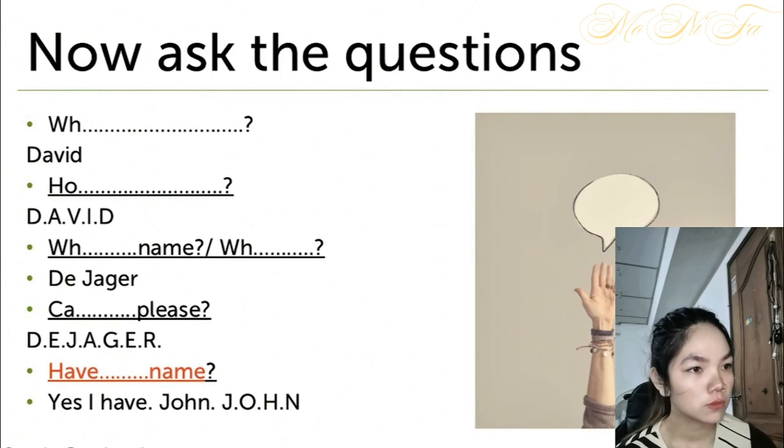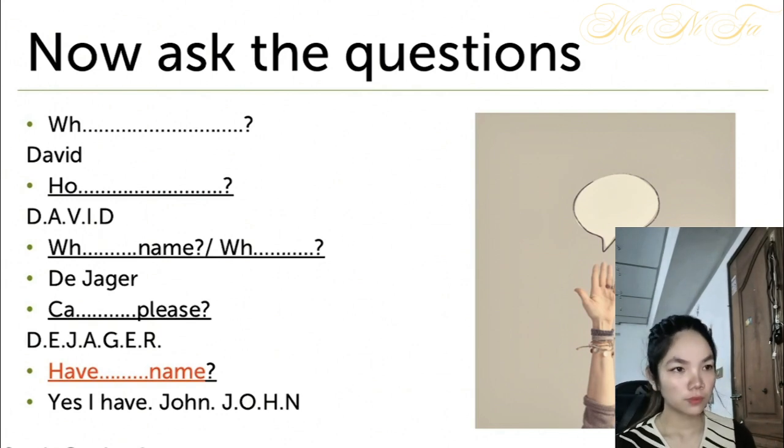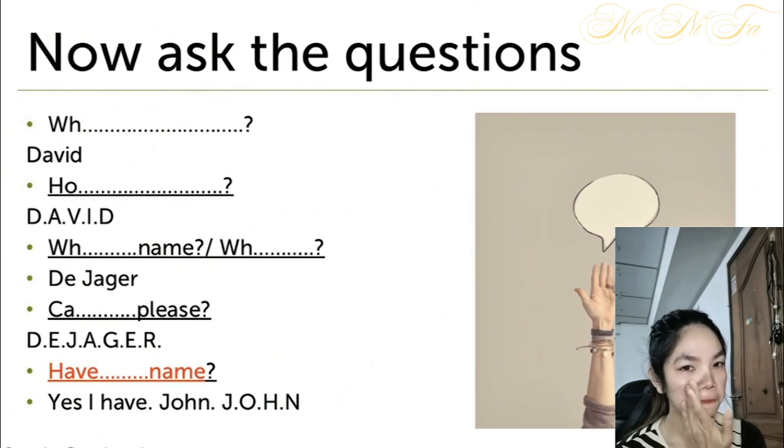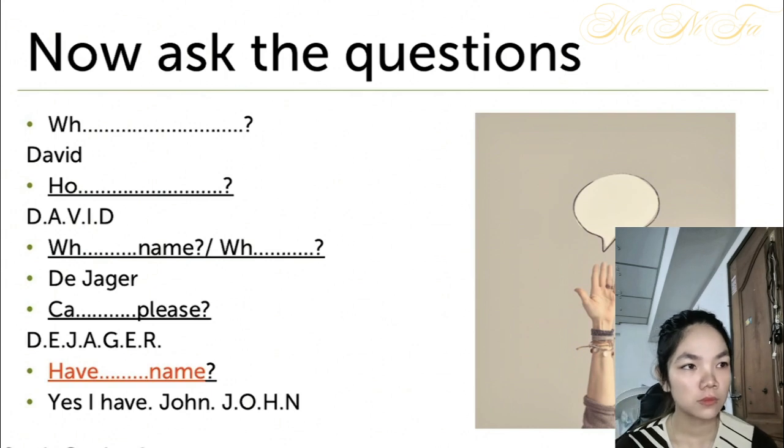Okay, so let's revise the questions again. So the first one will be, what's your name? David. How do you spell that? David. What's your last name, or what's your surname? Diego. Can you spell that, please? Dejager. Have you got a middle name? Yes, I have. John.